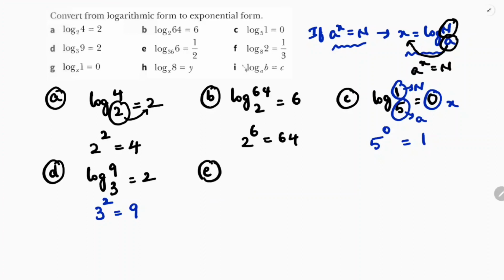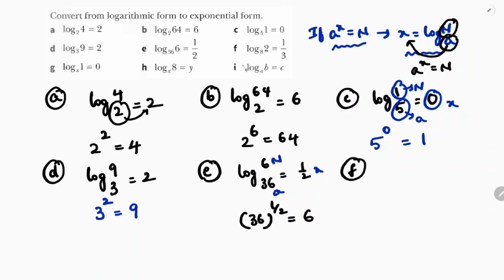Next question, log 6 to the base 36 equals 1 by 2. If you compare with the formula, log n to the base a, this is x. So you need to write a power x. So here you write 36 power 1 by 2 equals 6. Next, log 2 to the base 8 is 1 by 3. The same thing, 8 power 1 by 3 equals 2.